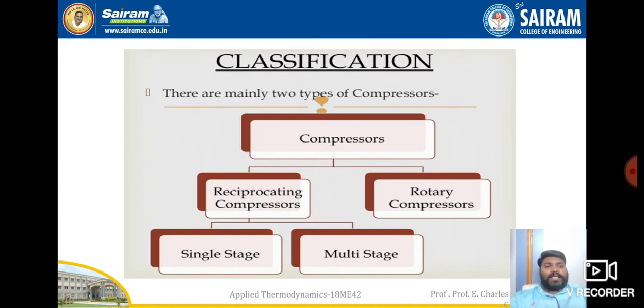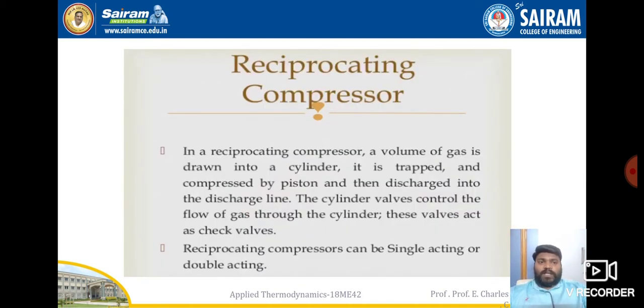Now let us see the classification of air compressors, or reciprocating compressors. First of all, the compressors will be classified into two types: one is reciprocating compressors, and the next one is rotary compressors. Again, reciprocating compressors are classified into two types: one is single stage, another one is multi-stage. This is how the compressors are classified. In our syllabus, we are going to study reciprocating compressors only.